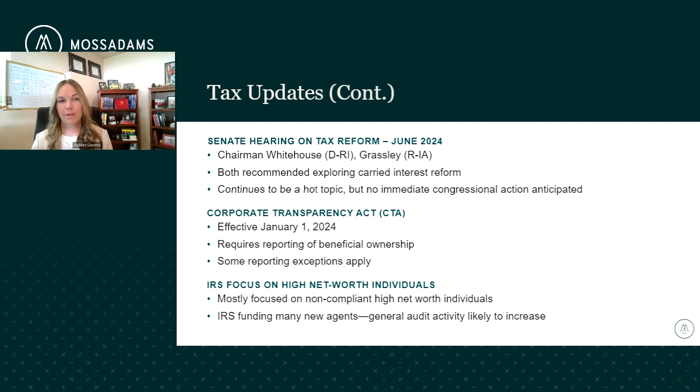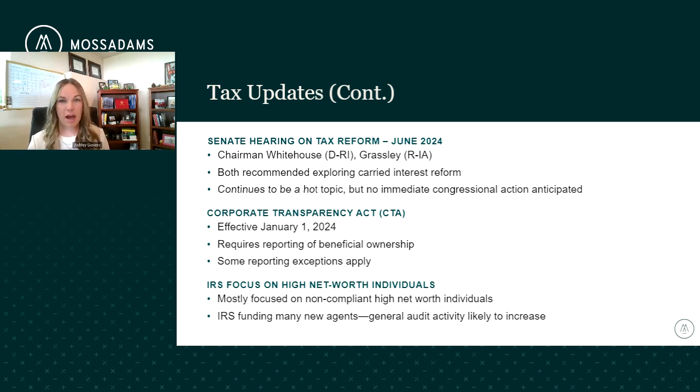So a beneficial owner under the Corporate Transparency Act is someone who directly or indirectly holds significant ownership, and that's usually defined as 25% ownership or similar control over the entity. It also includes individuals that have substantial control over a reporting entity. So substantial control includes most senior officers in that company.